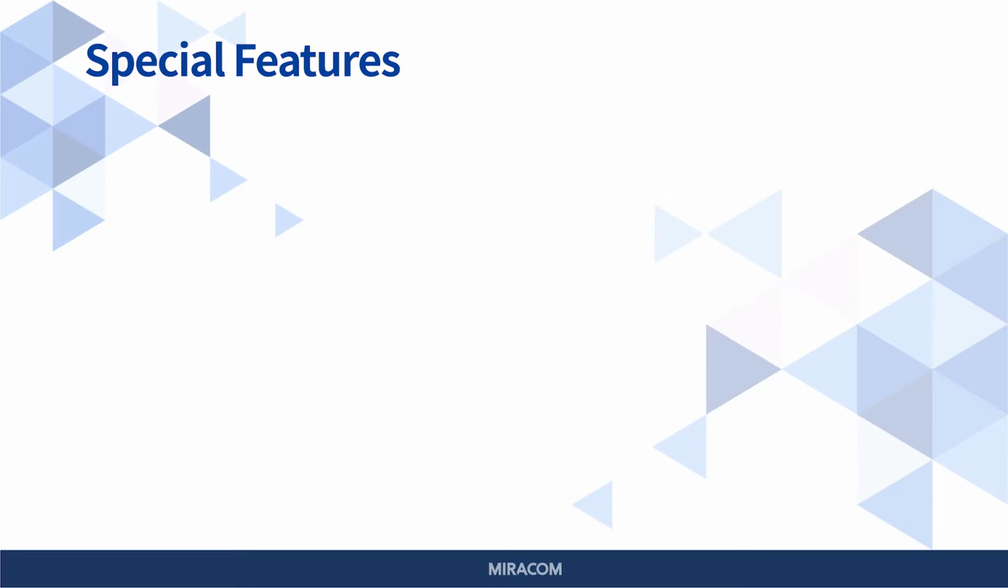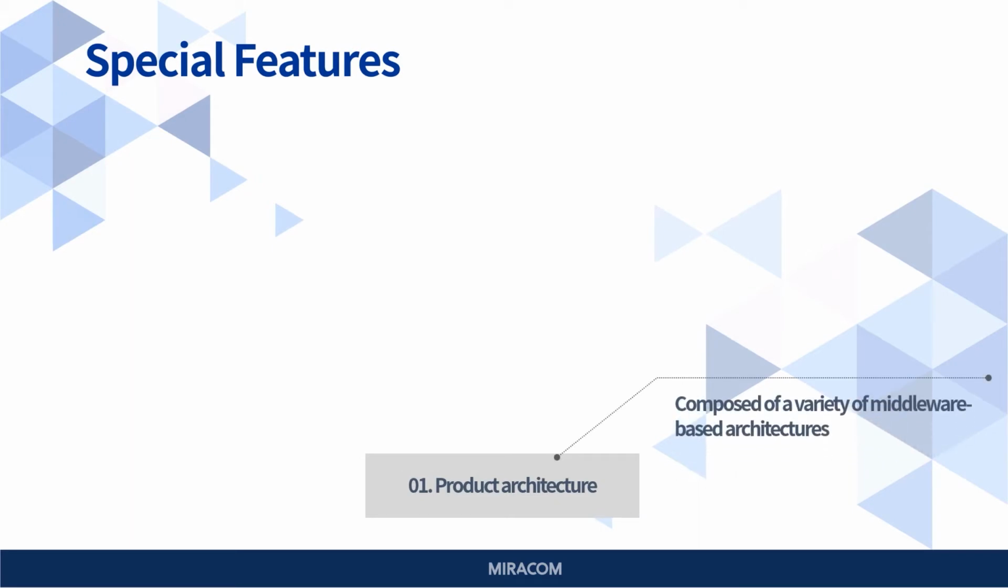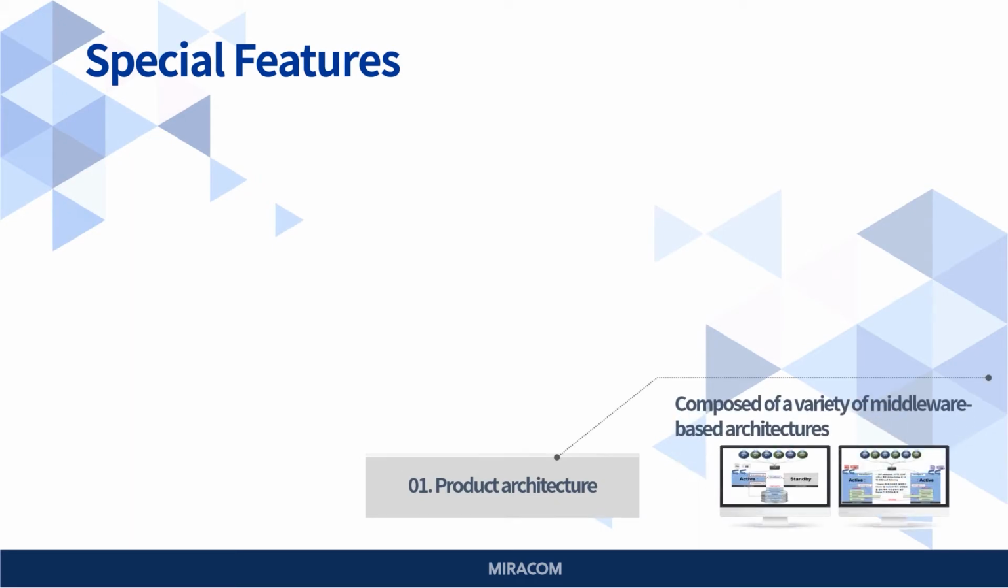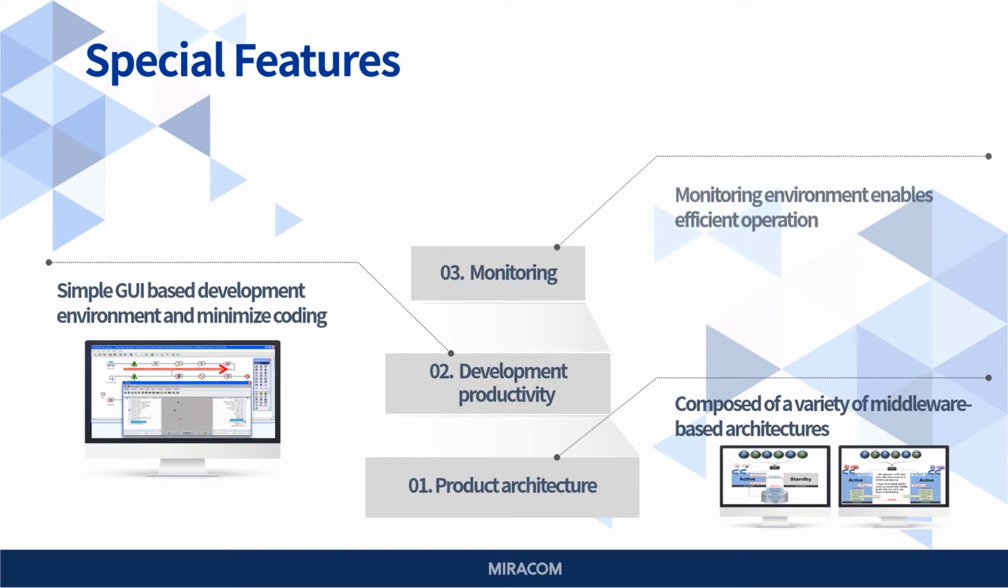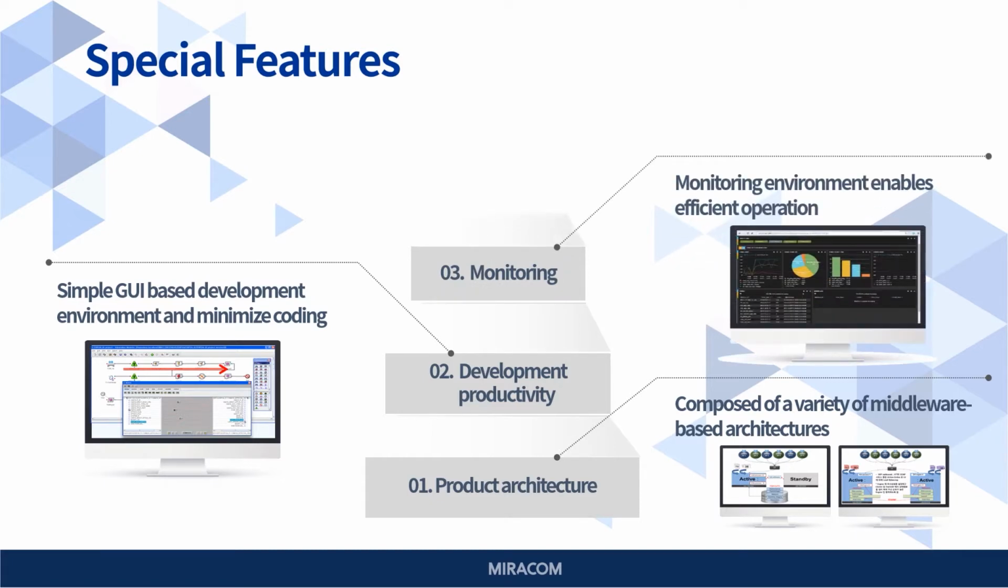Highway 101 has many advantages over other solutions. First, composed of a variety of middleware-based architectures, it enables systems optimized for deployment environments. Second, we increase development productivity with a simple GUI-based development environment and minimal coding. Third, it provides a monitoring environment that enables efficient operation.